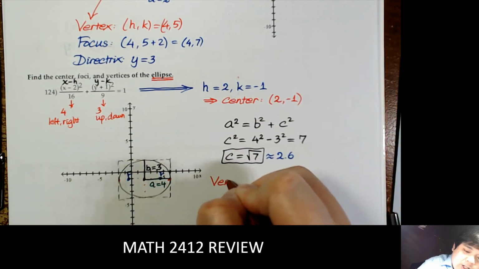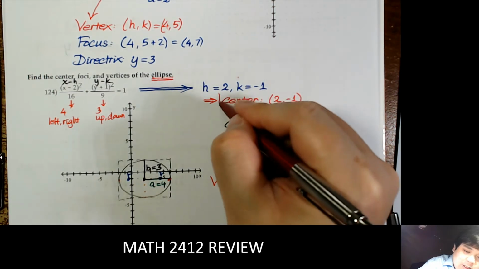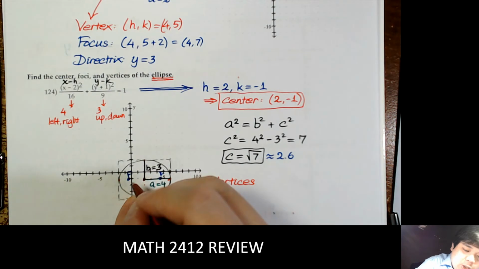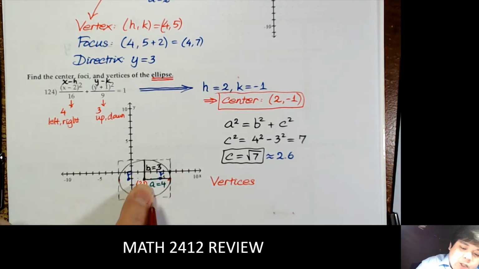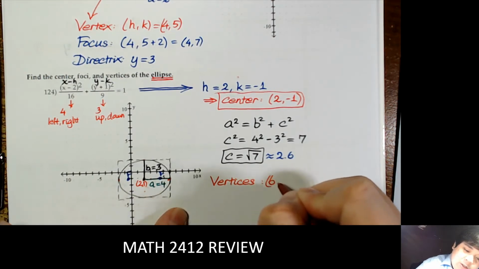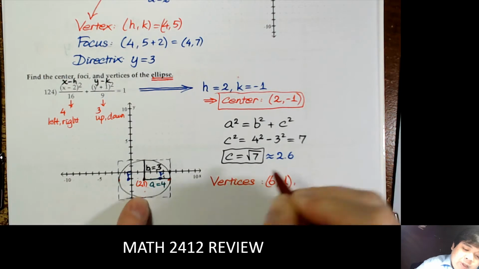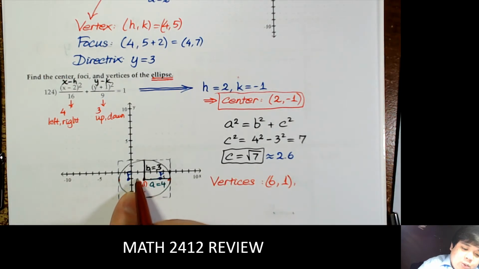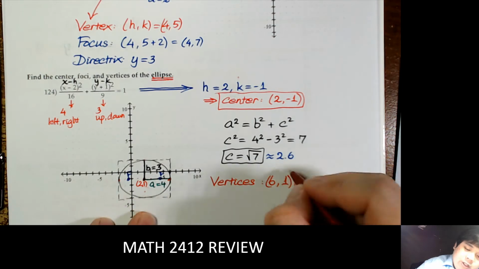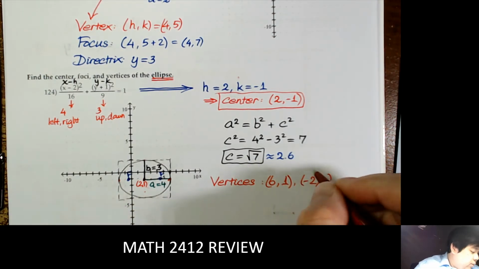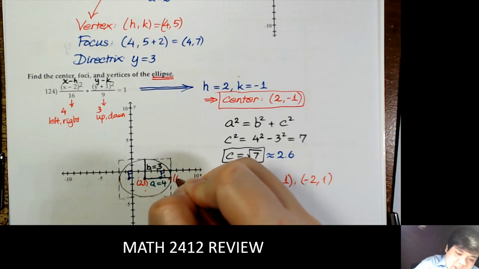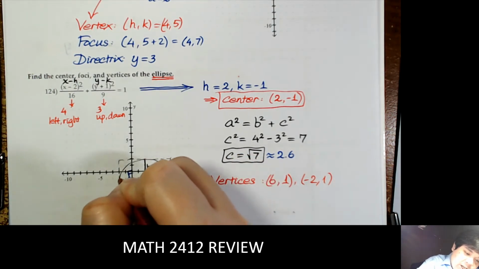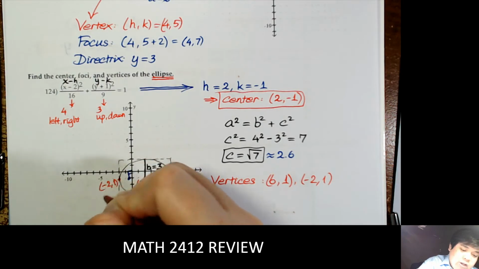So we have 2 vertices, one from the center, 2 and 1. So 4 units to the left and 4 units to the right. 4 units to the right, we have 2 for x, 2, 3, 4, 5, and 6. So 6 and 1. And then 4 to the left, 2, 1, 0, -1, -2. So -2 and 1. So 6 and 1 here for a vertex, and -2 and 1 for another vertex.